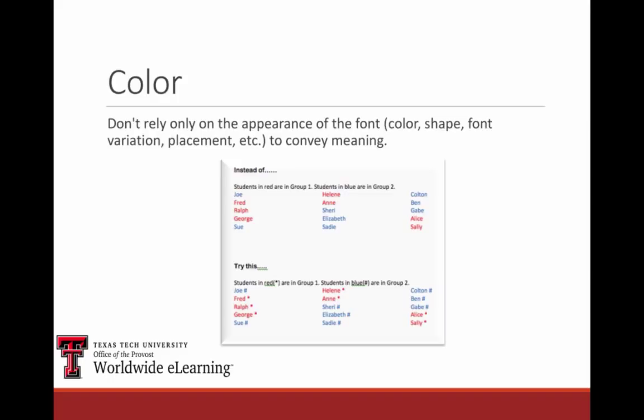In this slide, there is an example of an instructor who is putting his students in groups. For example, it reads, students in red are in group 1, students in blue are in group 2. If you are colorblind, you may not know the difference of which one is red and which one is blue. We can simply change the content. If you look at the second example, you'll see the students in red with an asterisk are in group 1, and students in blue with the number sign are in group 2. Making this change allows for the color to be used for emphasis, but it does not alienate people who cannot determine which color is which.